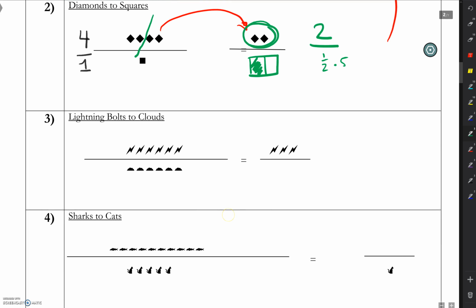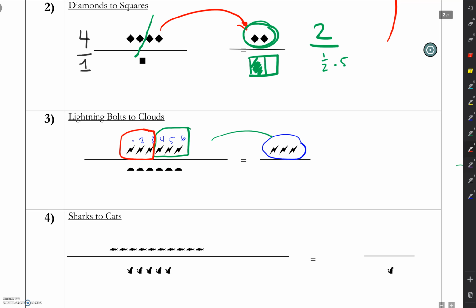Now if I go to the next one, lightning bolts to clouds. This is where it gets a little bit more complicated. So we have 3 lightning bolts on this side. And how many lightning bolts do I have on this side? 1, 2, 3, 4, 5, and 6. So let's break them up into groups of 3, because I know I'm going to need 3 over here. So I'm going to have these 3, and I'm going to have these 3.